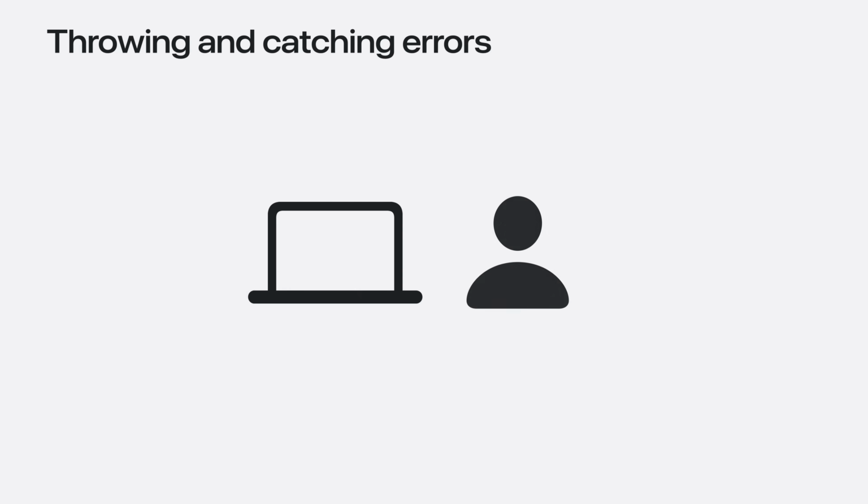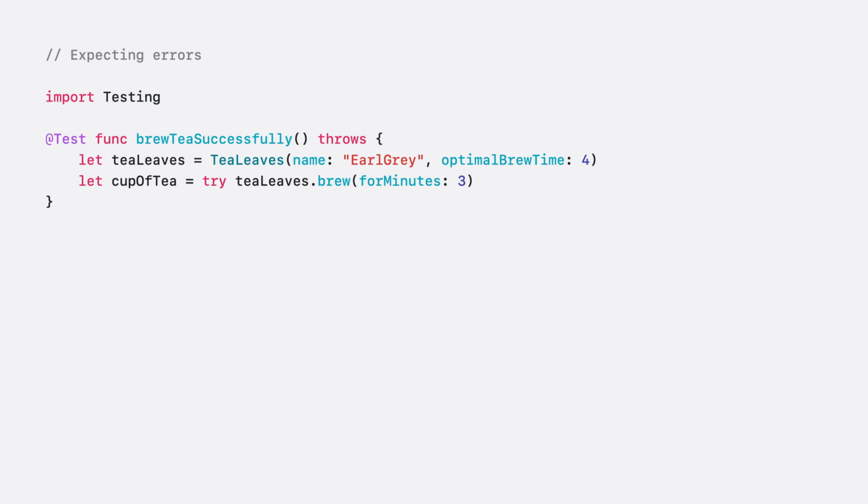Error handling is often less tested, but is an important part of the user's experience. You want to make sure your code fails gracefully in the face of invalid input and unexpected conditions. The expect throws macro makes this workflow much easier by building on expectations. When you're testing your code's happy path and are expecting a throwing function to return successfully, just call it inside your test. If the function does end up throwing an error, the test will fail.